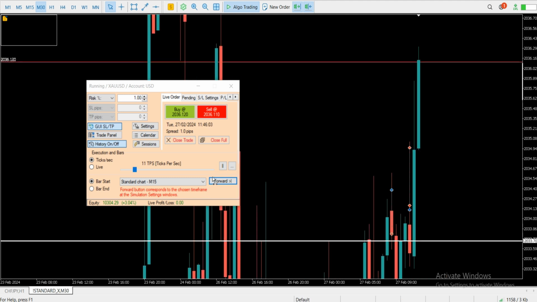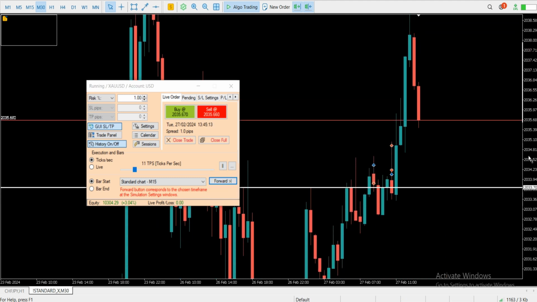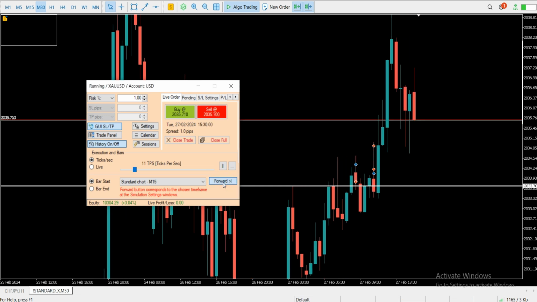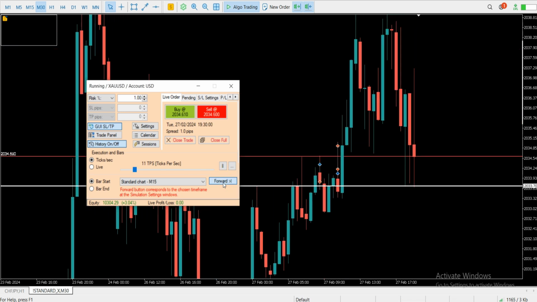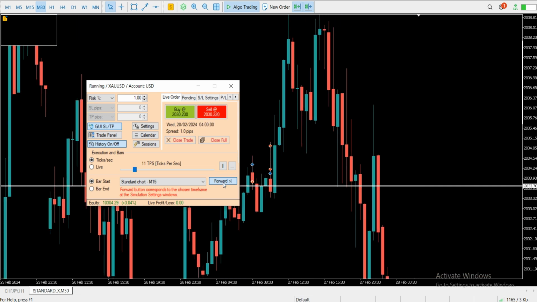Right. Okay. Forward the candles, moving on to the next day. Wow, see that move, it was a very giant move that happened. Moving on to the next day, Wednesday, and 8 o'clock.